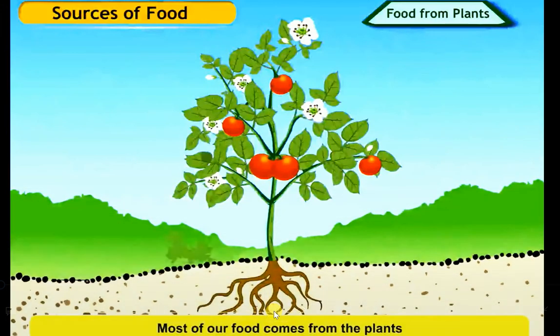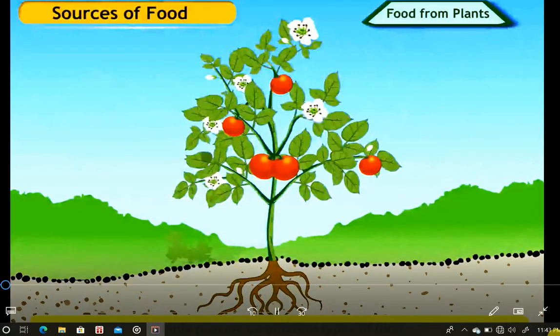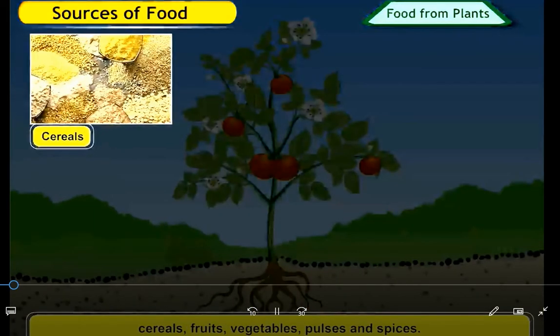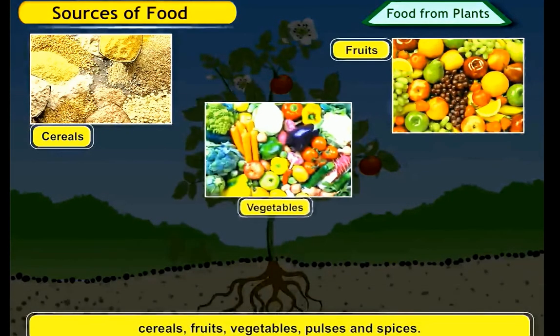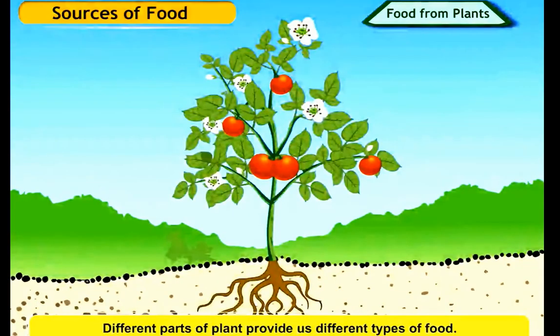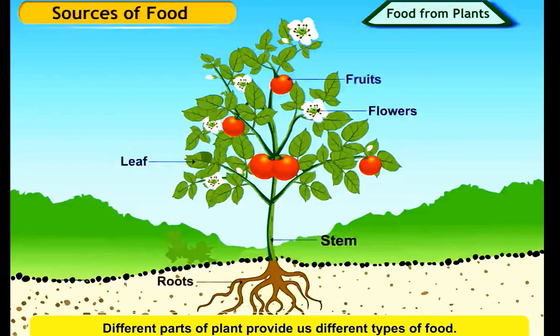Our food comes from the plants. Plants provide us different types of food, such as cereals, fruits, vegetables, pulses, and spices. Different parts of plants provide us different types of food. The following figure shows the different parts of plant which provide us the food.